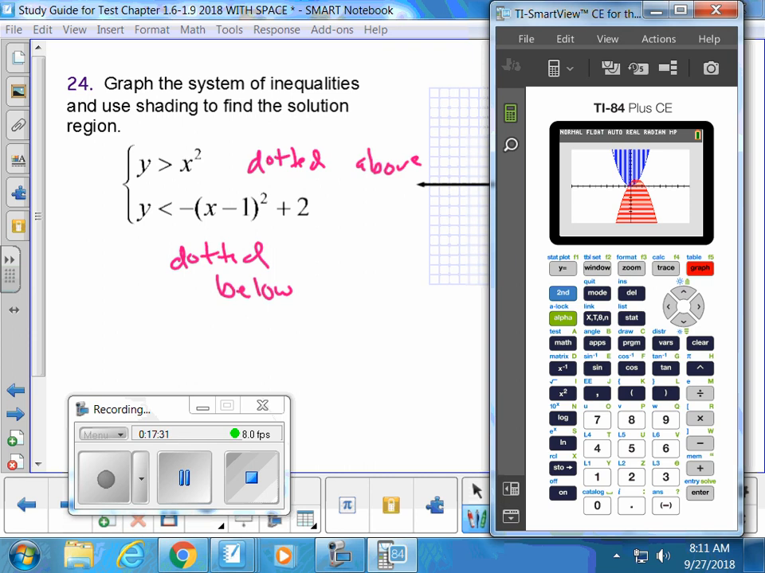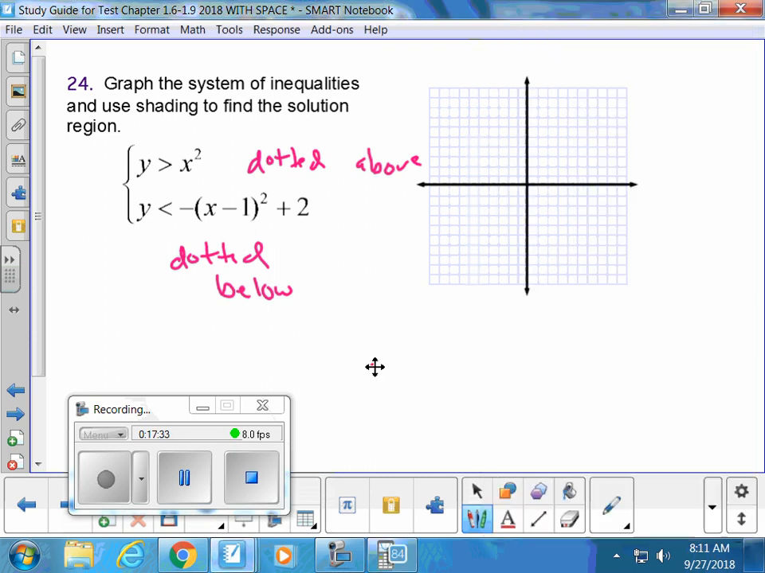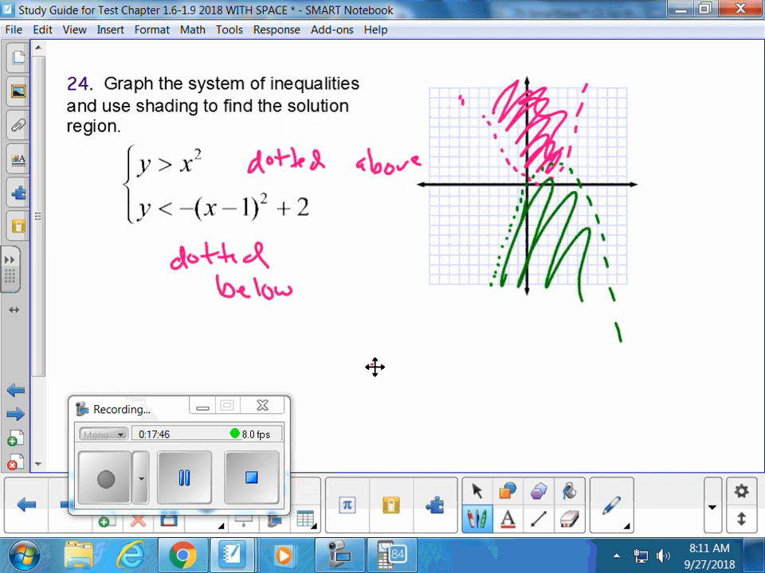I'll try my best at drawing. I'm terrible at drawing. So dotted line, shade it up, and then dotted line, shade it down, and my solution region I'll do in the third color, black. It'll be right in here with that dotted line boundary.